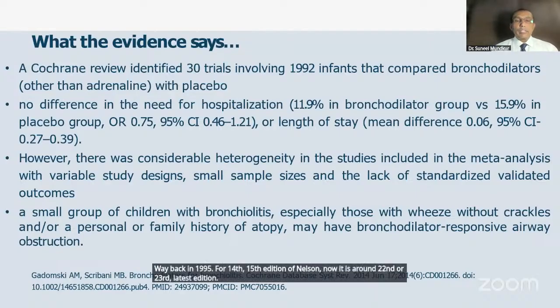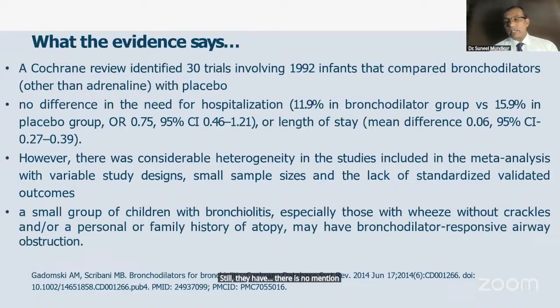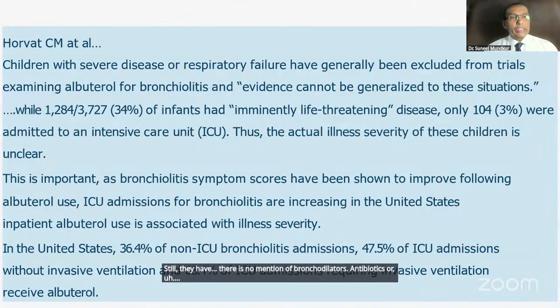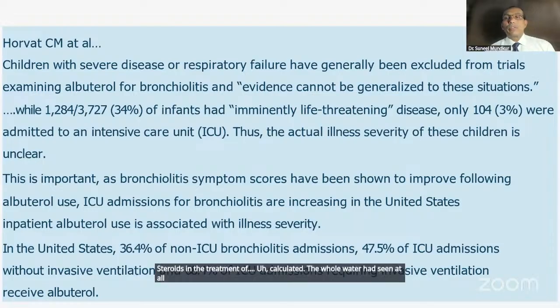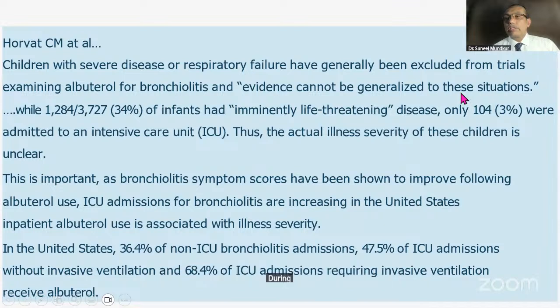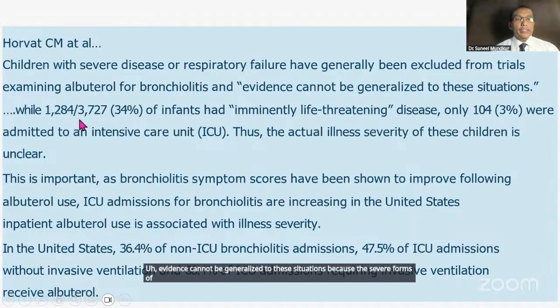Still, there is no mention of bronchodilators, antibiotics, or steroids in the treatment of bronchiolitis. The Horvath HCM et al. study says children with severe disease or respiratory failure have generally been excluded, and that evidence cannot be generalized to these situations because the severe forms of bronchiolitis have been excluded in this study.